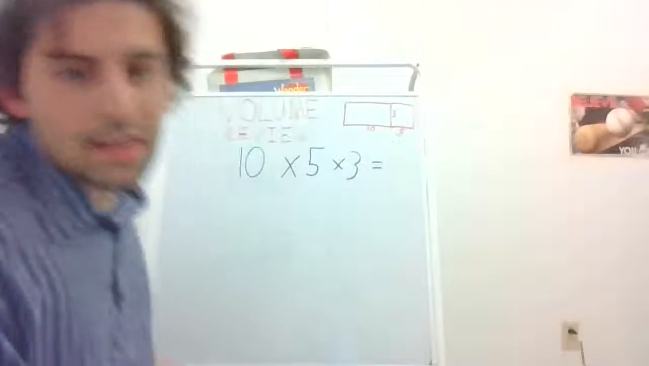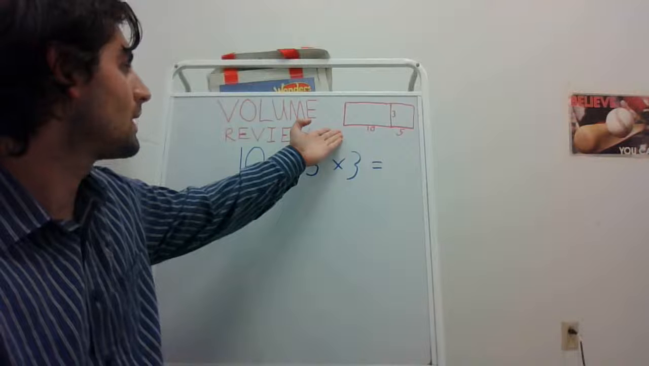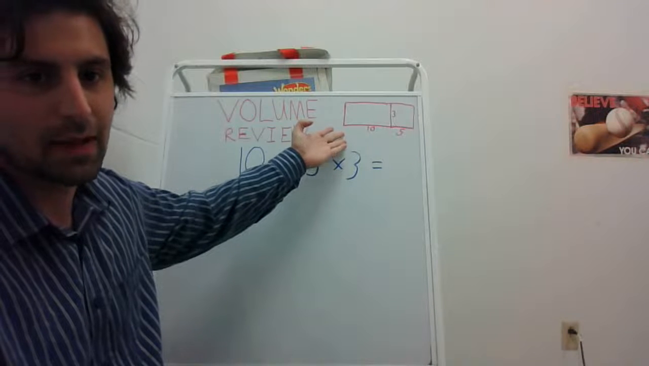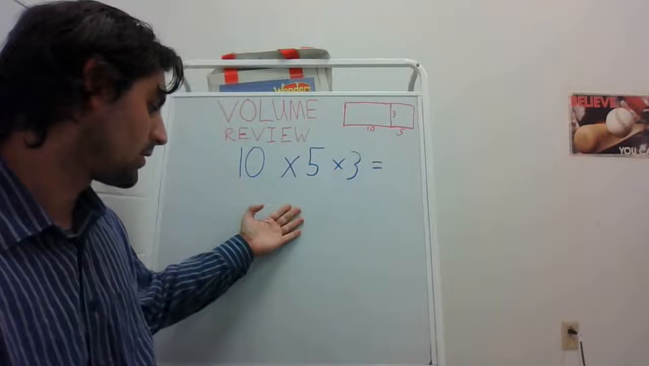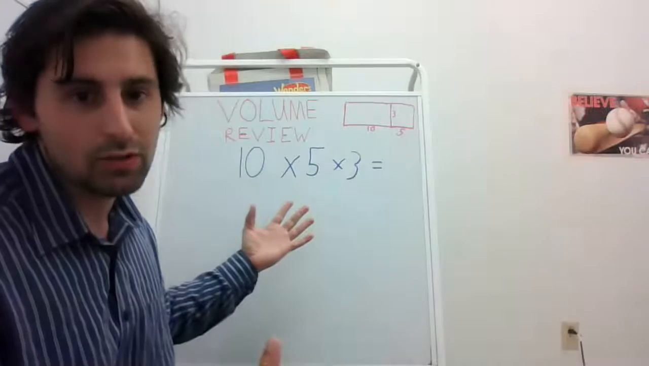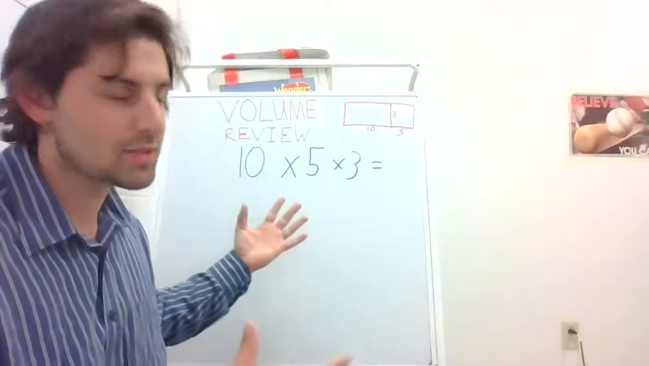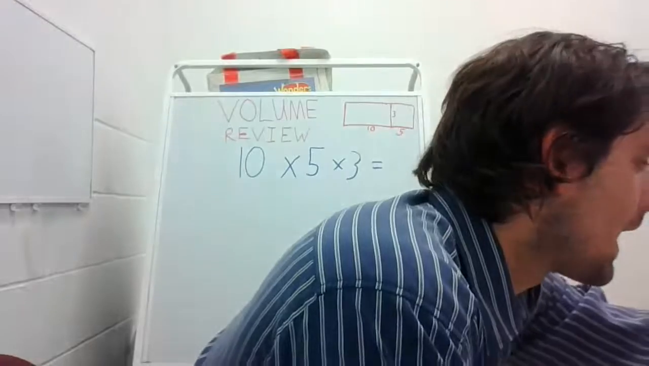Now, as you can see, the shape I have is very, very small because I don't want you focused on the shape and on the graphic. I want you focused on the multiplication. Because in order to find the volume, all you need to know how to do is multiply the length times the width times the height. So I'm going to demonstrate how to do that for you right now.